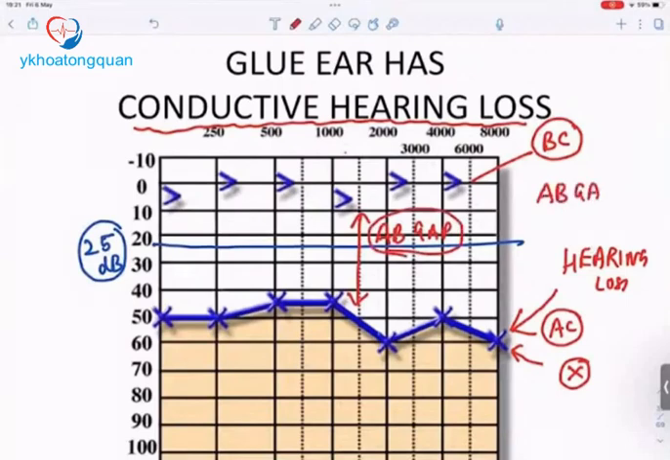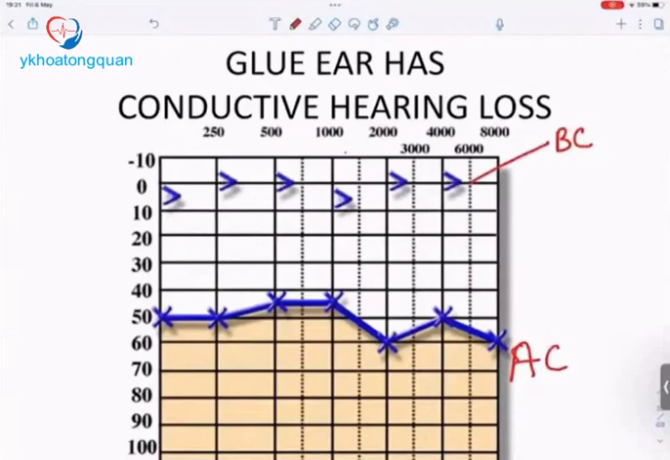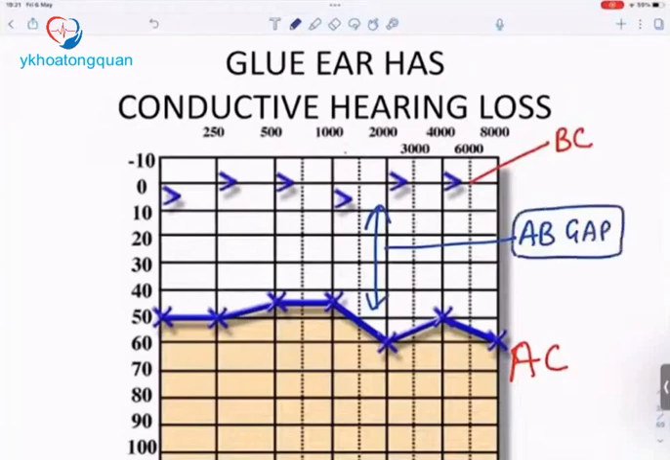Whenever you see the gap between two lines, always think conductive hearing loss. Everybody who is not even ENT over here, a general practitioner, a pediatrician, if you see the gap between two lines. Once again, let me draw it to make it more simple for you. The upper line is of bone conduction. The lower line is always of air conduction. It's a rule. Upper line is always bone conduction. Lower line is air conduction. And this gap is called AB gap. Whenever you see AB gap in an audiogram, it is conductive hearing loss. Glue ear has conductive hearing loss.